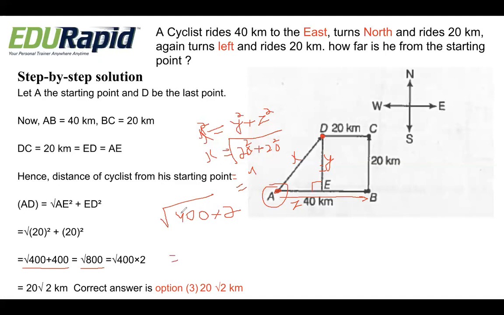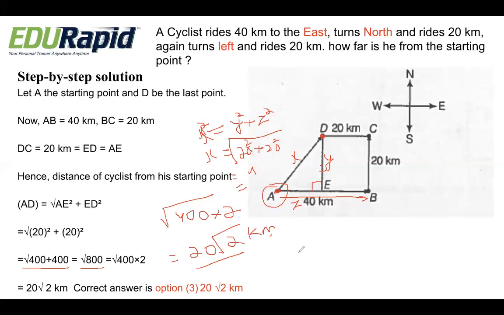So you already know the square root of 400. 20 square, 20 into 20, is 400, so this can come out of the square root. This becomes 20 and the 2 remains within the square root. So this becomes 20 square root of 2. So the answer is 20 square root of 2 kilometers. This is the distance between D and A. That's what the question is asking: how far is he from the starting point?